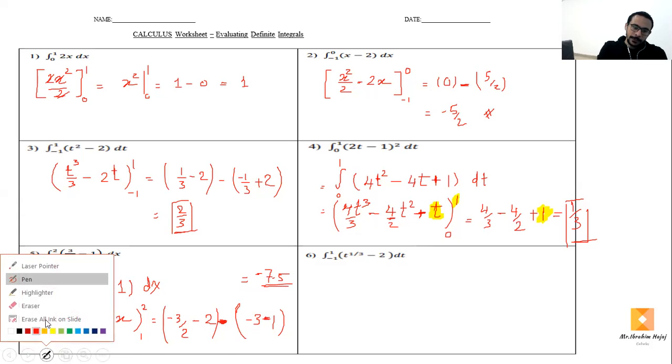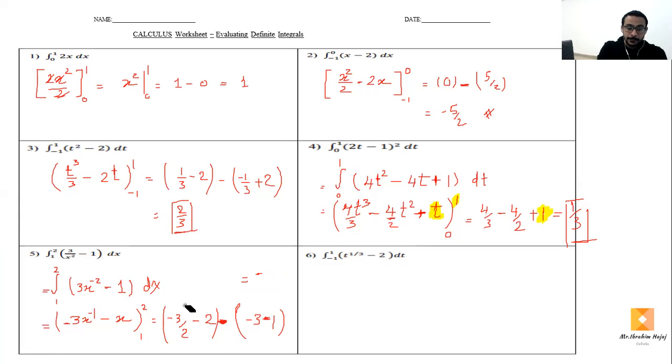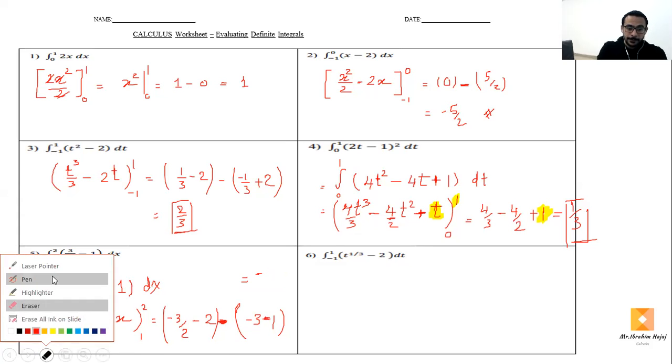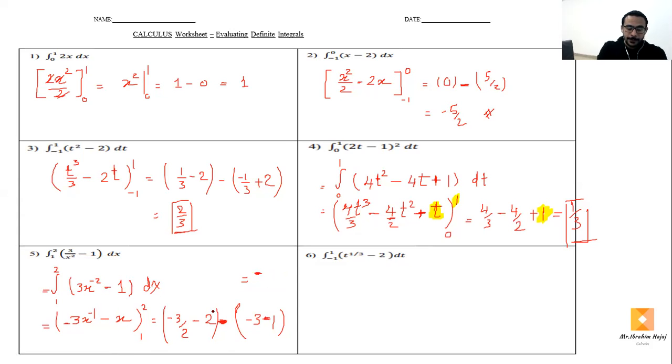Plus 4, so not negative. Yes. Here's negative, here's negative, what? 3.5 plus 4, okay, so the answer is what? Negative half, positive. Next question.